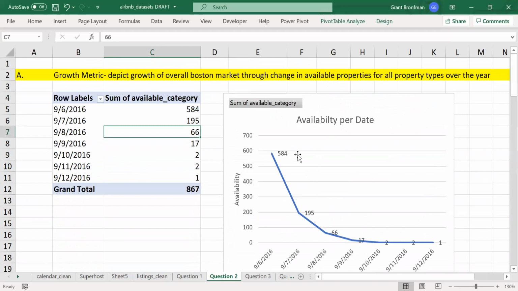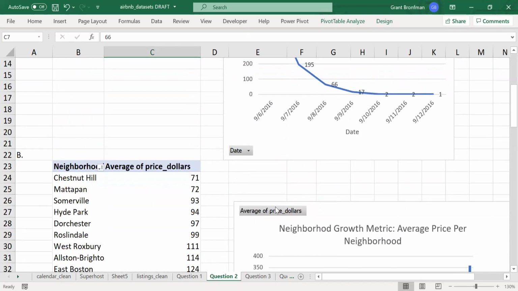So for this data table and graph, we marked the sum of availability for the first week of September. And as you can see, the availability decreases as the week goes on, and this conclusively shows us that September, the weather is more beautiful, the city of Boston is more vibrant, which is why in the beginning there's a high level of availability, but the second September starts to roll in, people start booking those Airbnbs.